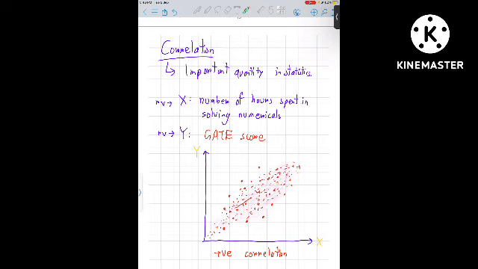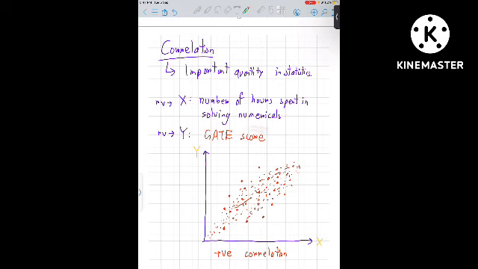Actually, here Y should not be the all India rank, it should be the score, because if your all India rank is 1, then you are down here. So it should rather be your GATE score. Now it makes sense that as you increase the number of hours spent in solving numericals, your GATE exam score improves in general. Even at the same number of hours, some students get a lower score, some get a very high score.